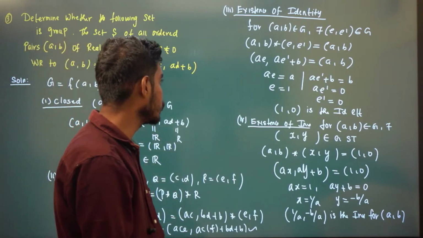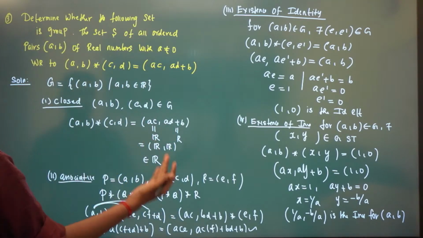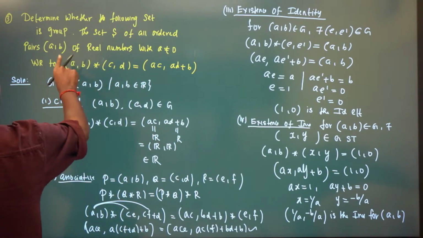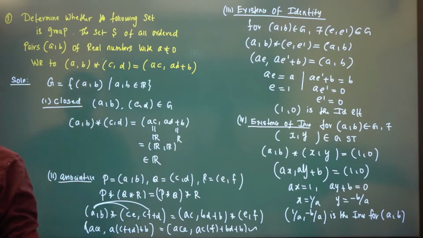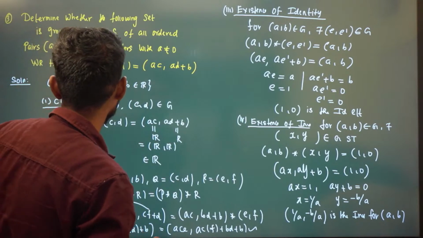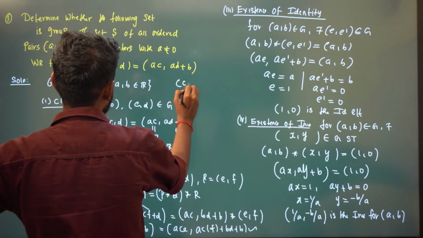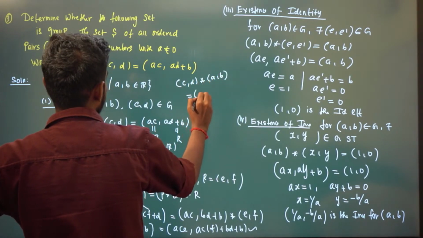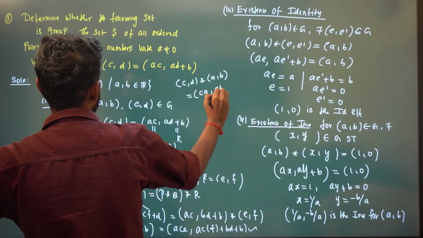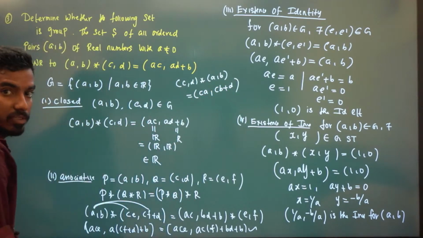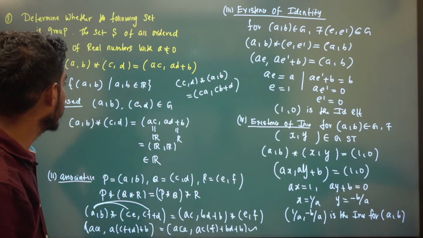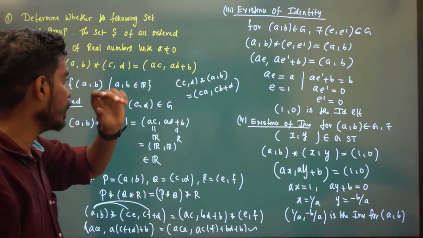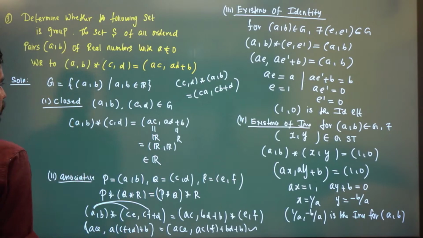Is it also commutative? Let us check. If you do (C, D) with (A, B), is it commutative? Let us try to find (C, D) star (A, B). So this will be CA, CB. No, it is not commutative. This is not commutative because these two will give you this, but these two will give you another element.